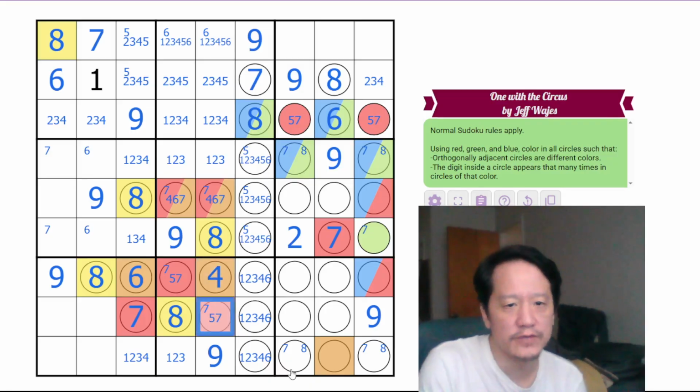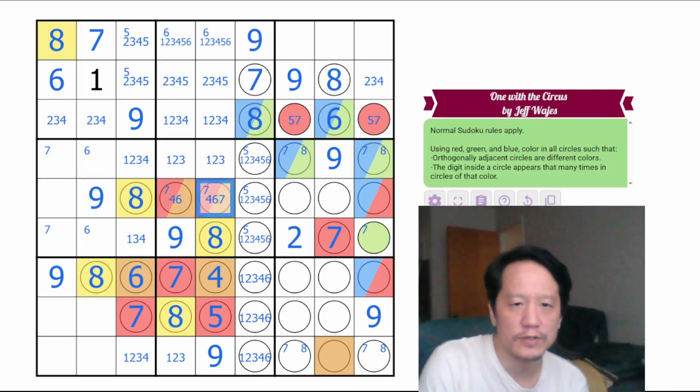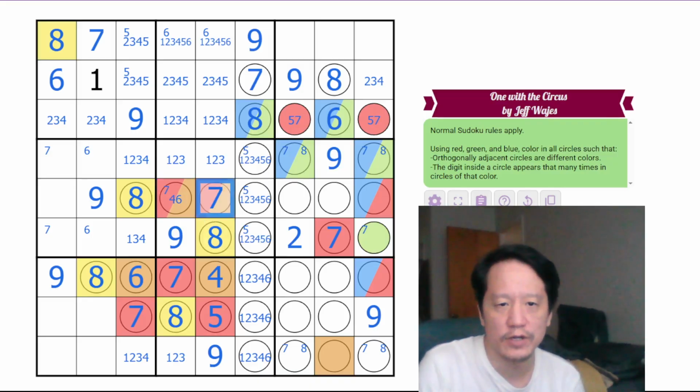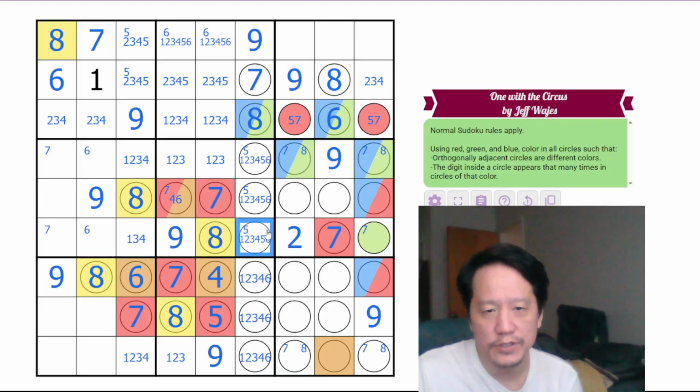So 7 eliminates 7 here, so it's 5, which makes that 7. So this can't be 7 anymore. This then has to be 7 and is red. So no orange there. This can't be red.